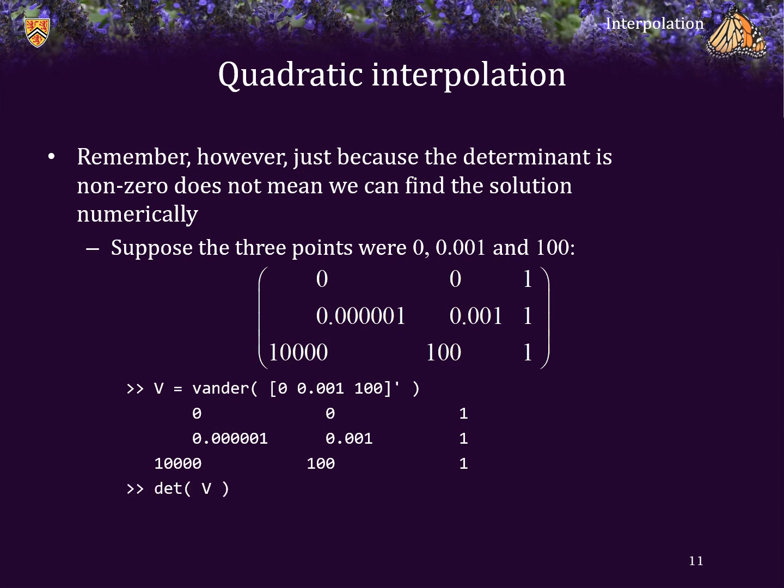Now the determinant of this matrix, if you were to calculate it out, is exactly negative 9.9999. So clearly non-zero. After all, the three x values also are different from each other. However, the condition number of this matrix is 14 million.